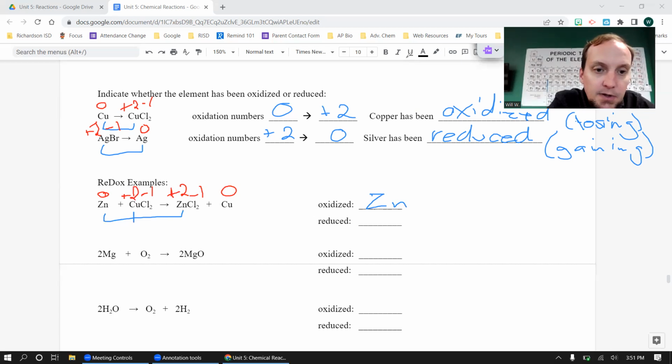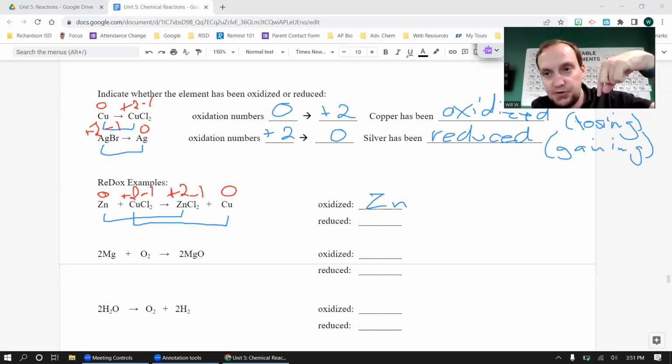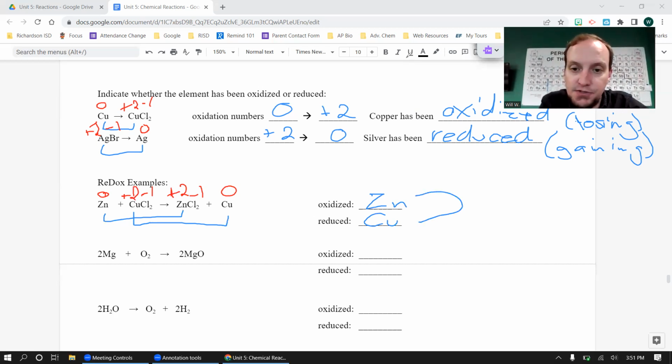Next, I'm going to look at copper to copper. Copper is going from a +2 down to a 0. +2 down to a 0 means that it's going to be reduced. What that means is the zinc ultimately is giving its electrons to the copper. Zinc will be oxidized, copper will be reduced. Zinc is giving the electrons to the copper.